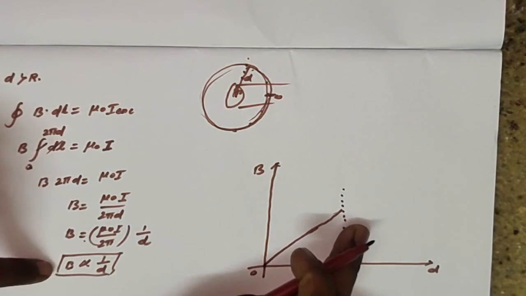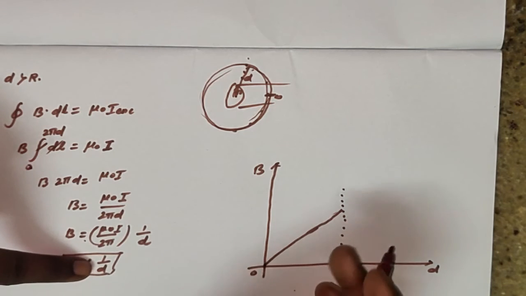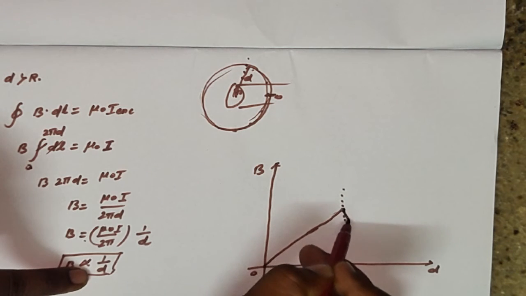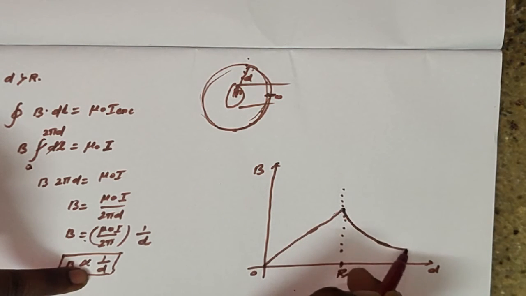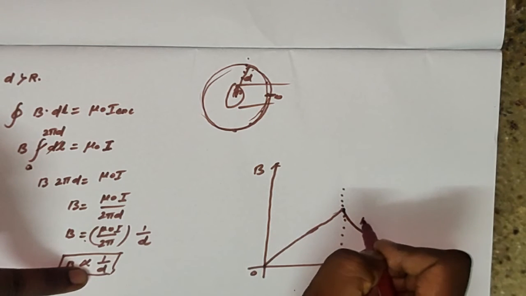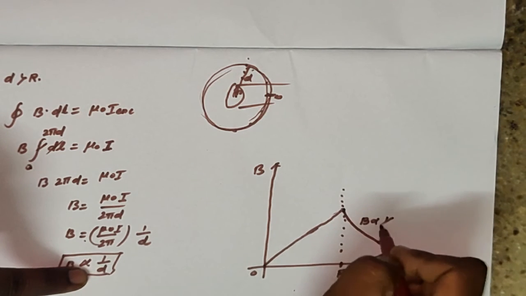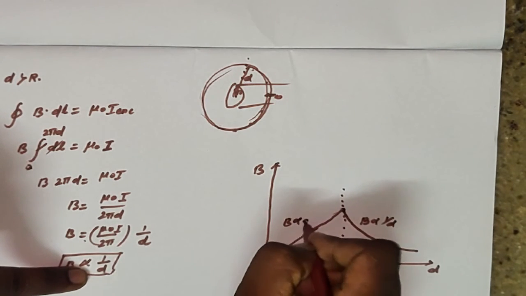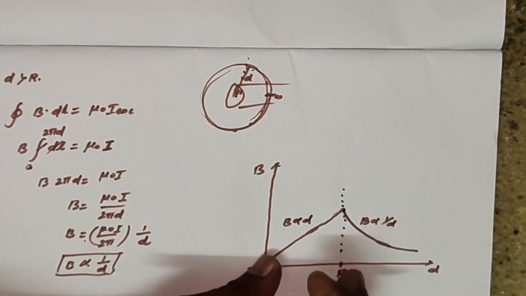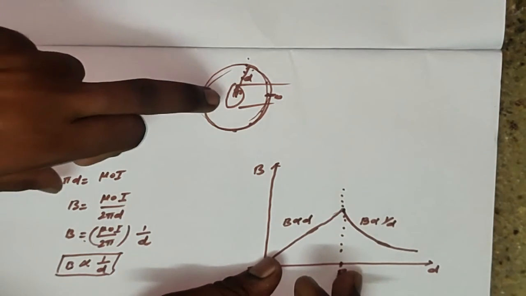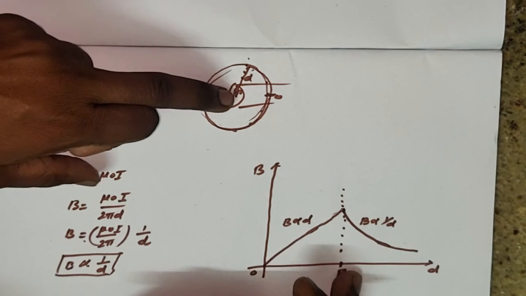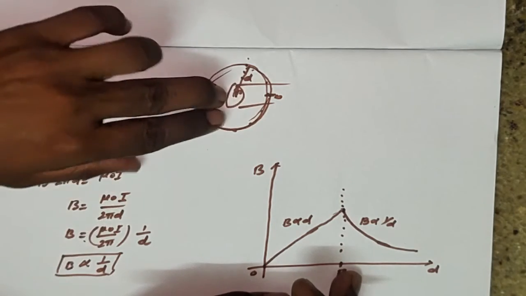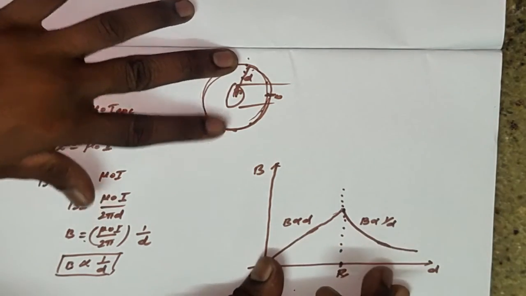Now, outside the cylinder, just now we derived that B is inversely proportional to d. As d increases, the magnetic field will decrease, and the graph will look like that. It varies inversely. So here outside the cylinder, B is inversely proportional to d. This is inside the cylinder, where B is proportional to d. So this is the best graph that represents, whenever the cylinder carries the constant current I, the magnetic field variation along the radial distance inside the cylinder as well as outside the cylinder. This is the best graph.